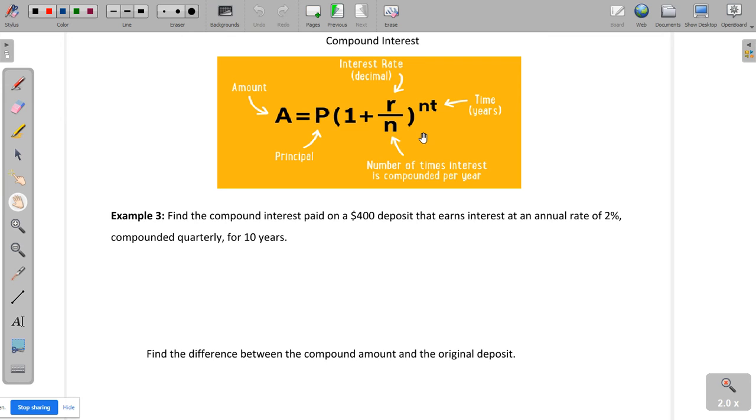So, example 3. Find the compound interest paid on a $400 deposit that earns interest at an annual rate of 2%, compounded quarterly for 10 years. When you see the words compounded quarterly, you're going to be using this formula.